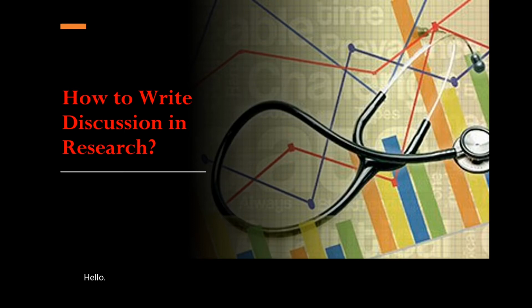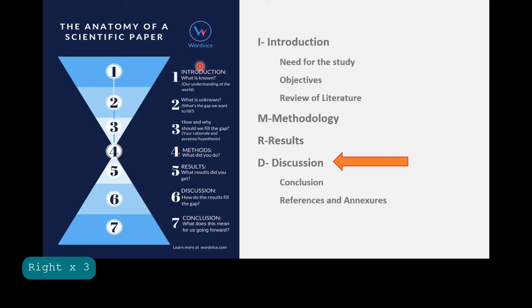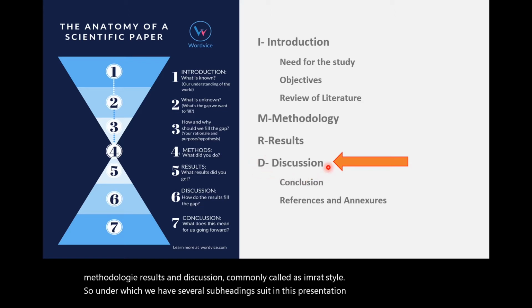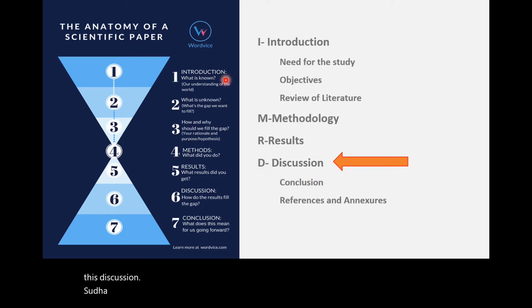Hello all, in this presentation we are going to discuss how to write the discussion in research. This is the basic anatomy of a scientific research paper, where you have introduction, methodology, results and discussion, commonly called the IMRAD style, under which we have several subheadings. In this presentation we are going to focus on the discussion. Anatomy of the scientific paper.